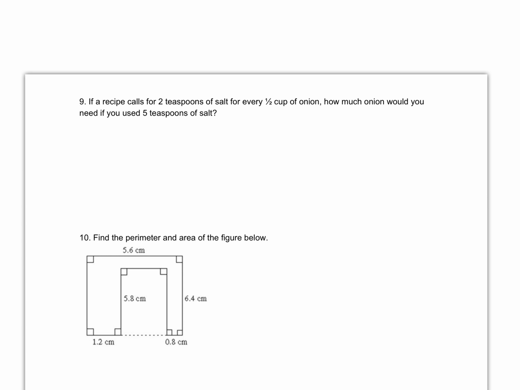Okay, next one. If a recipe calls for 2 teaspoons of salt for every 1/2 cup onion, how much onion would you need if you use 5 teaspoons of salt? So I'm going to use a proportion here. A fraction equals a fraction, where I have the teaspoons of salt on top. So 2 of salt, onion on bottom, 1/2 cup onion. Then the next one is 5 teaspoons of salt for how many cup onion?